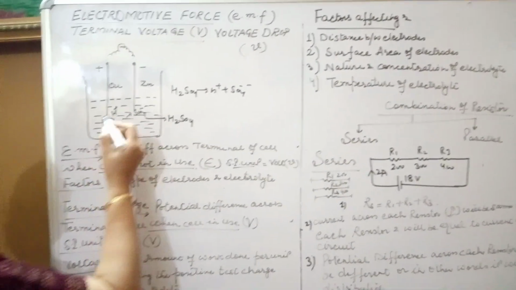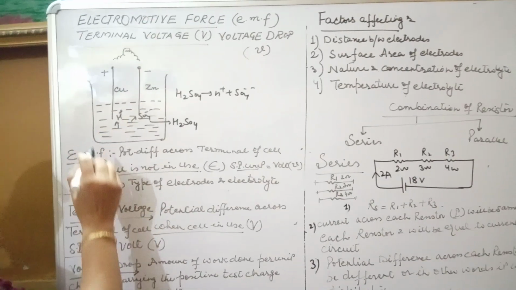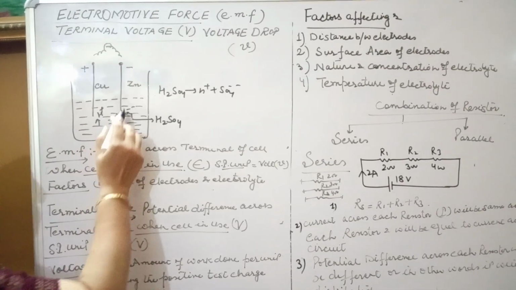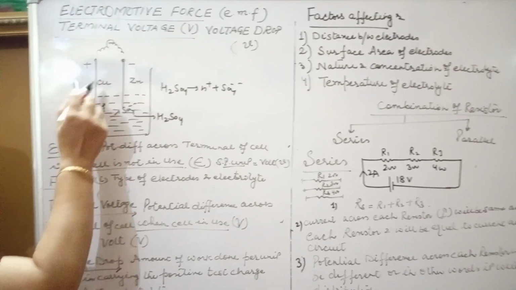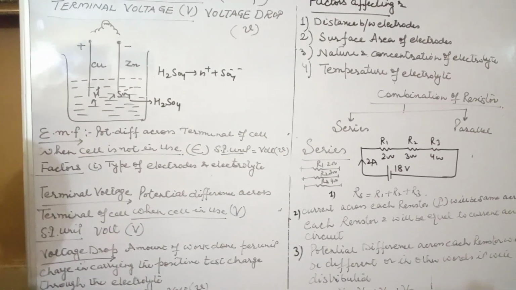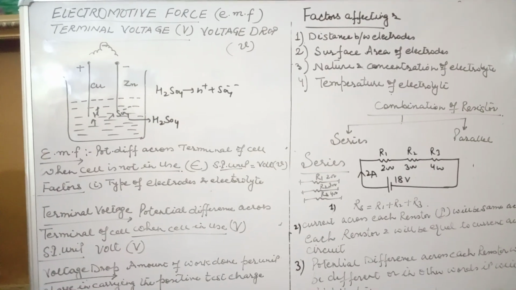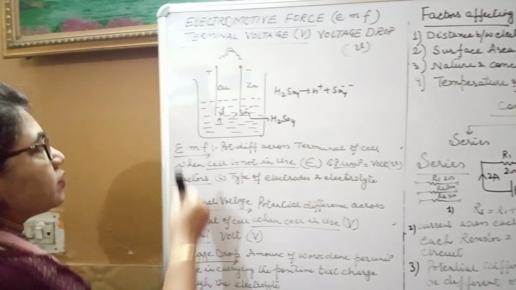As a result, H plus ions migrate towards the copper, so copper will acquire a positive charge, whereas SO4 ions migrate towards the zinc, so zinc will acquire a negative charge. So one will acquire positive, the other will acquire negative. That's very important. That is the only purpose of the cell. Actually what we are doing here is simply creating the potential difference.